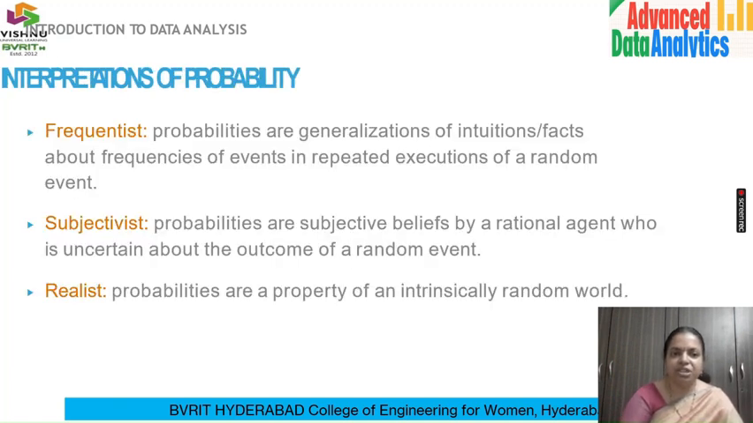Next is the interpretations of probability. We can generally interpret probability with the help of the frequentist, subjectivist and realist views. Frequentist is based on generalizations of the facts, and subjectivist is based on subjective beliefs, or the understanding of the subject, and finding the relationship between the data based on the outcomes of the data. And realist is where we can know the random world, or randomly find information from the real problems of the data.